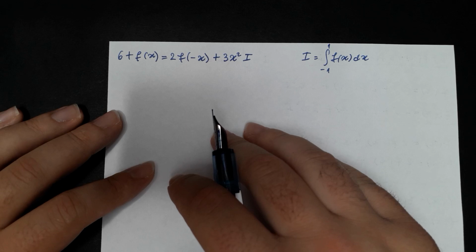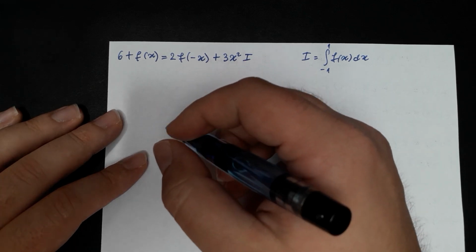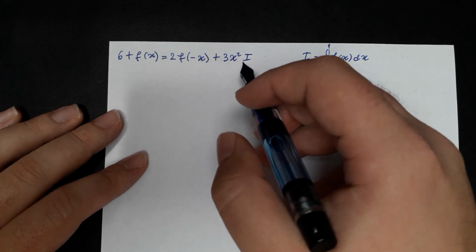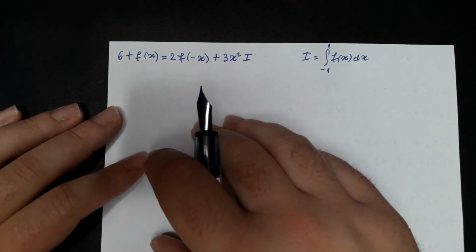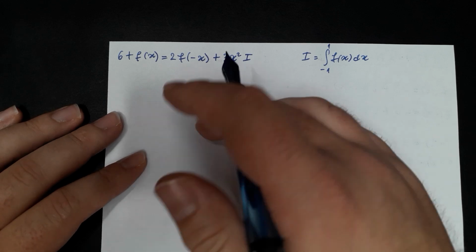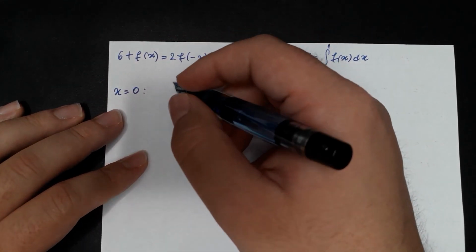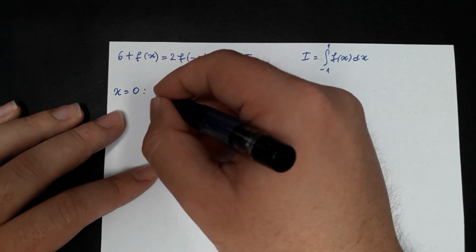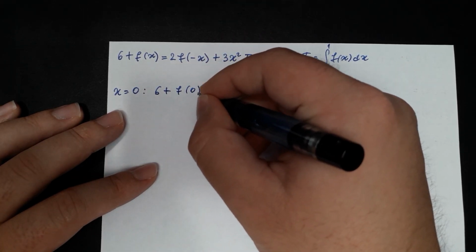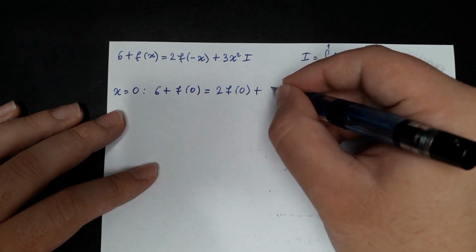Now the third method which I'm going to show as a solution for this problem is the following. We are going to differentiate this equation and we are going to evaluate it at specific points. So by evaluating for x equal to 0 from the equation which we are given at the beginning, we get that 6 plus f(0) is going to be 2f(0) plus 0.